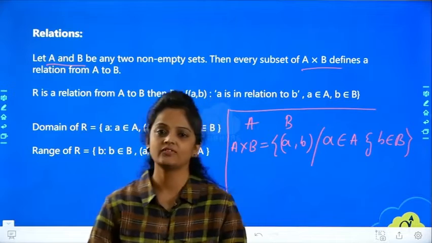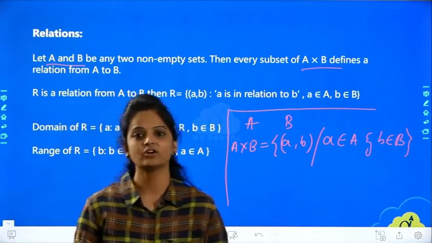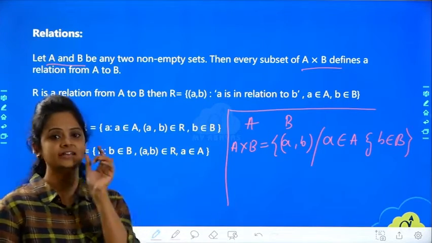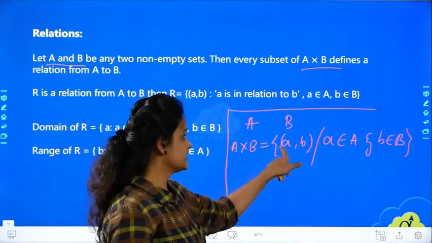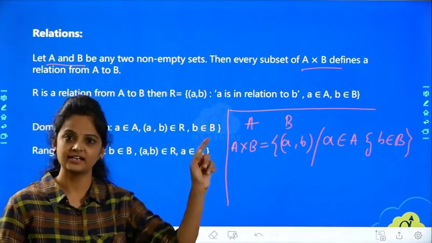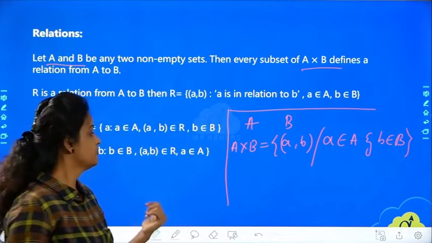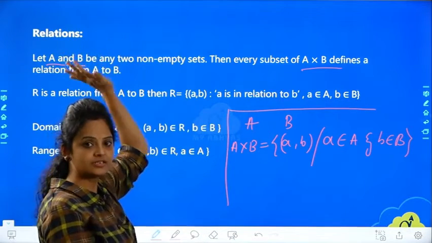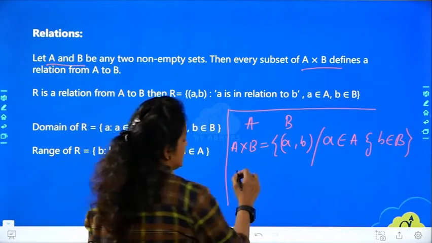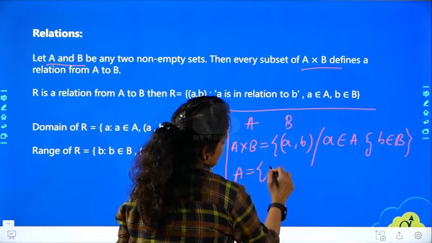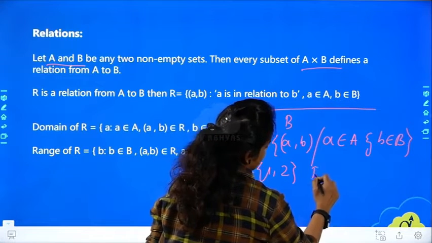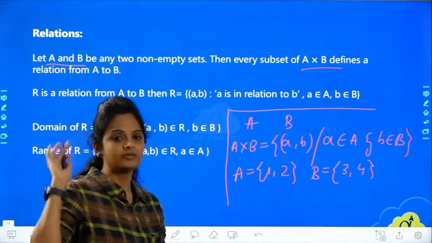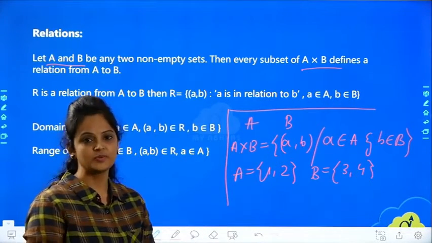Two sets I have taken, set A and set B, and A cross B is the Cartesian product where I am writing all the ordered pairs, and in that ordered pair, the first element belongs to the first set and the second element belongs to the second set. For example, this is only the Cartesian product I am telling you now. I haven't started relation yet. If A is {1, 2} and set B is {3, 4}, now tell me how to write A cross B.